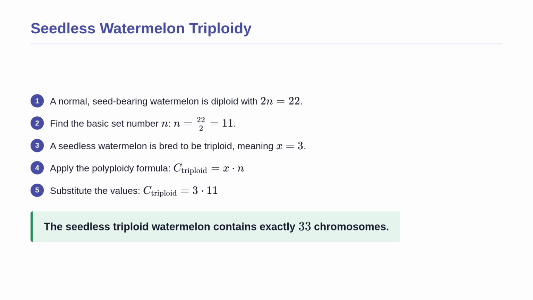Since it is triploid, x equals 3. We multiply the ploidy level of 3 by the basic set number of 11. This gives us a final answer of 33 chromosomes. Because 33 is an odd number, these chromosomes can't divide evenly, making the plant sterile and seedless.